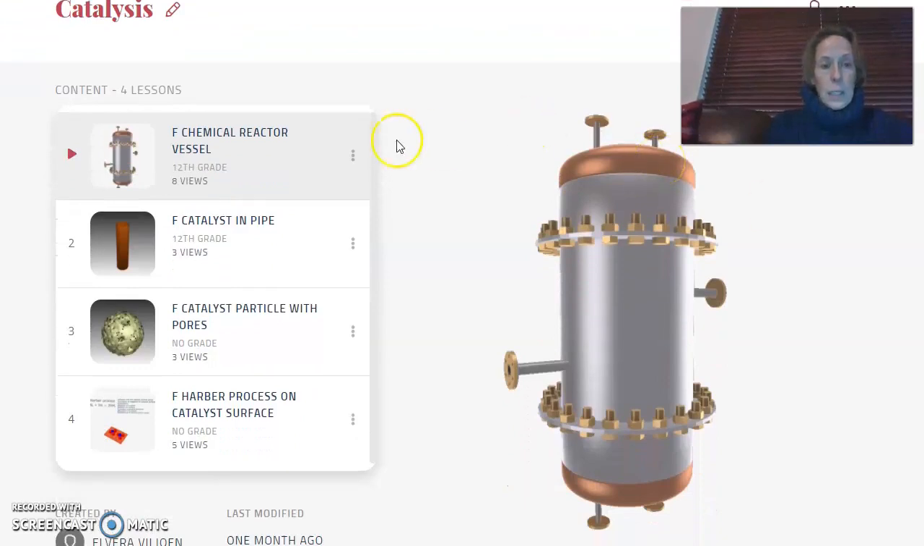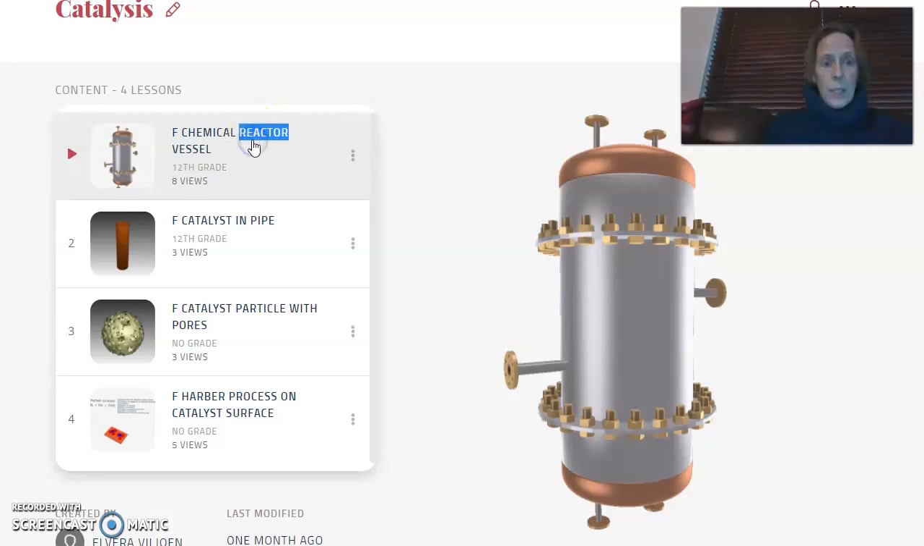My playlist catalysis consists of my chemical reactor lesson, my catalyst in the pipe lesson, my catalyst particle with pore lesson, and my Haber process on the catalyst surface lesson. The usefulness of a playlist is that it organizes the lessons in a particular order. In chemistry, one lesson usually builds up on a previous one, which means one cannot watch lessons in a random manner. I am using the playlist concept to ensure that the students go through the lessons chronologically.